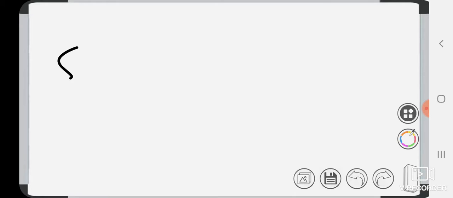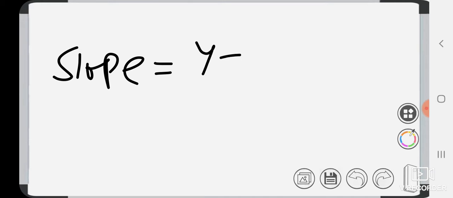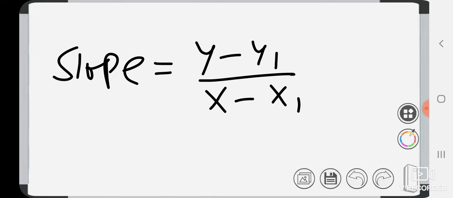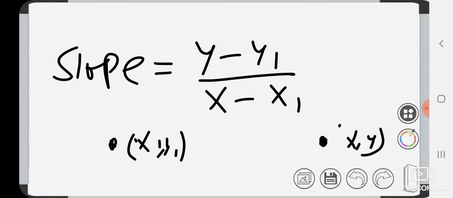What is slope? Let's put a heading. Slope is the change in the y-axis divided by the change in the x-axis. Suppose we have a point, let it be x1, y1, and let the other be the point x, y. Now this is the x, y point, and this is the x1, y1 point.